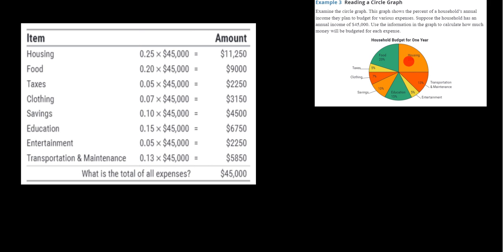So housing is 25%. You do 0.25 and multiply by your annual income. So you spend $11,250 on housing. And you can do that for all of it, right? So food is 20%. 20% times 45,000 is 9,000. And all this will add up to 45,000. So all you do is simply multiply the percentage by your household income, and then you'll have the actual dollar amount.